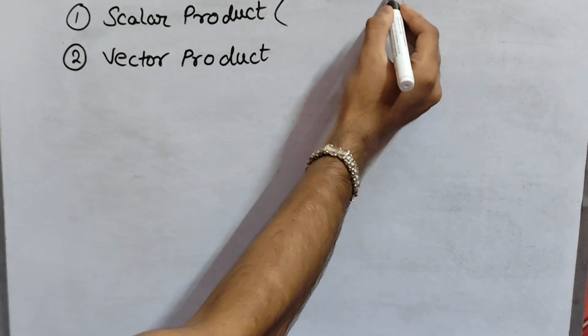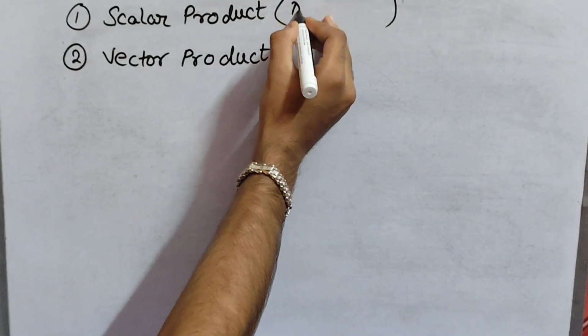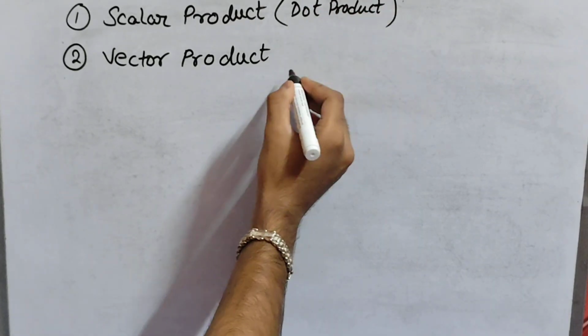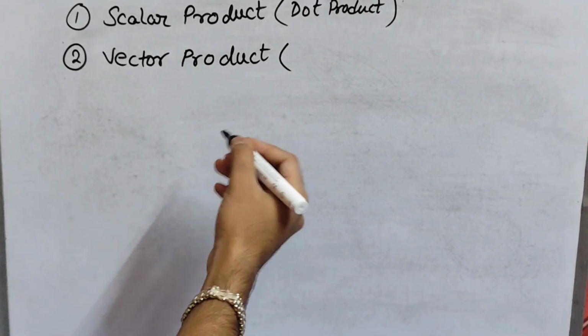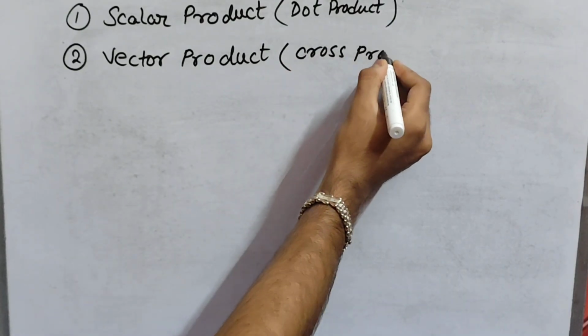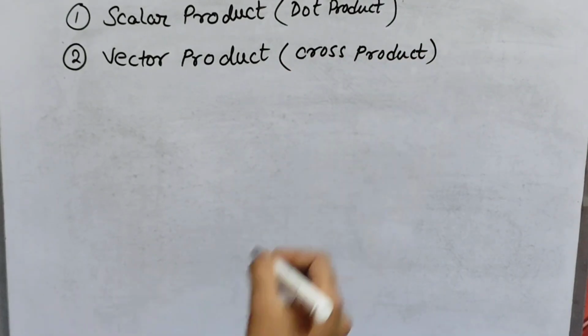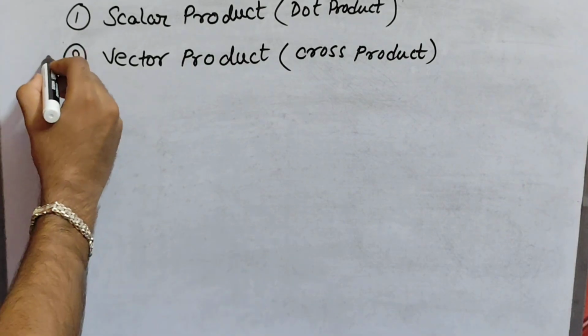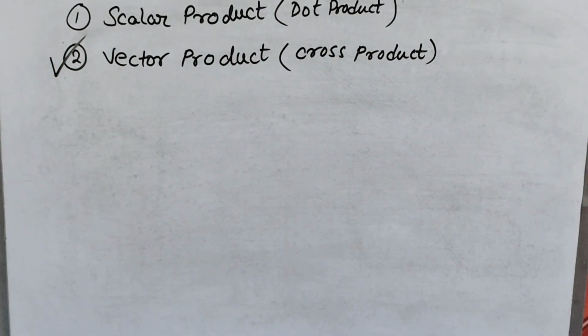This scalar product is also famous as dot product, and vector product is also known as cross product. If you haven't watched my lecture on scalar product, please go and watch. So our today's topic is vector product or cross product.